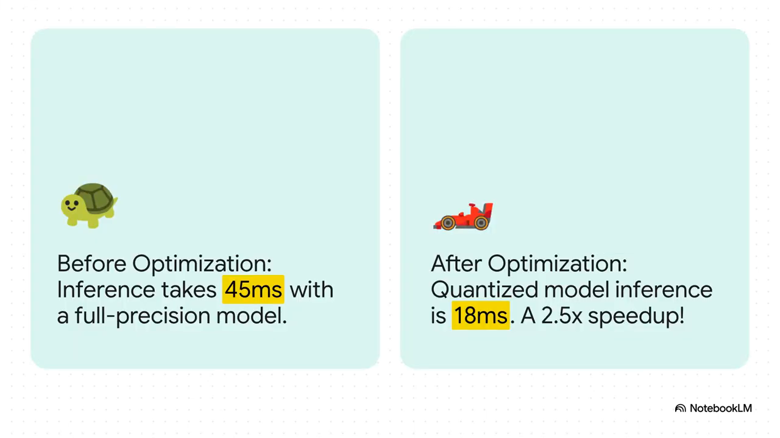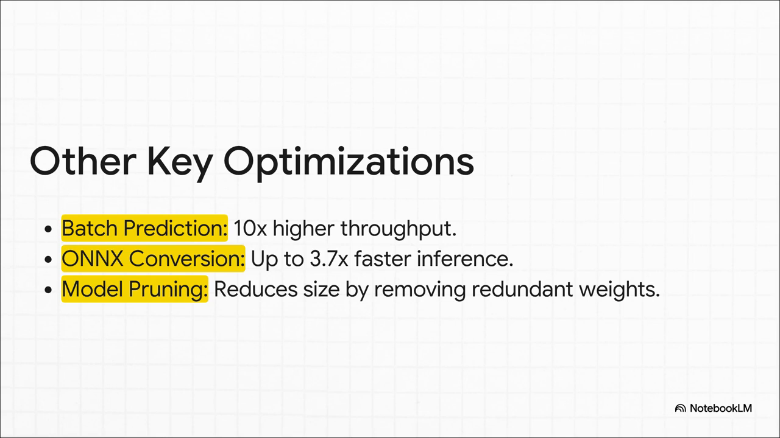But it's not just about making it smaller. The speed benefits are huge too. You can see here that same optimization can take your prediction time from 45 milliseconds all the way down to just 18. That's a 2.5 times speed up, which for user experience is absolutely critical. And honestly, quantization is just the beginning. There are other cool techniques like batching requests together, which can boost your throughput by 10 times, or converting your model to a universal format like ONNX, which can make it almost 4 times faster. The optimization toolbox is really deep.